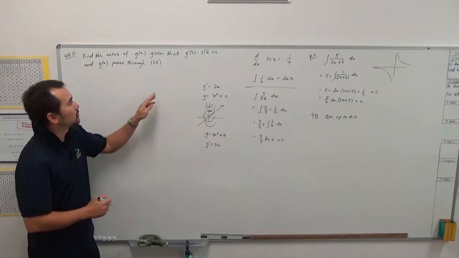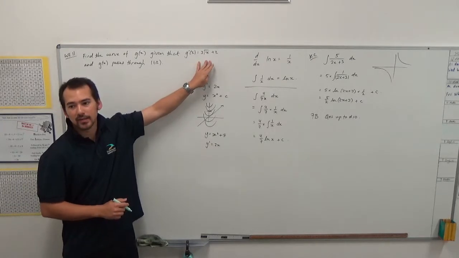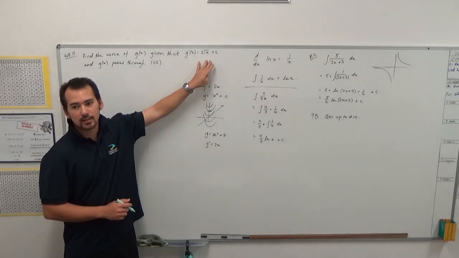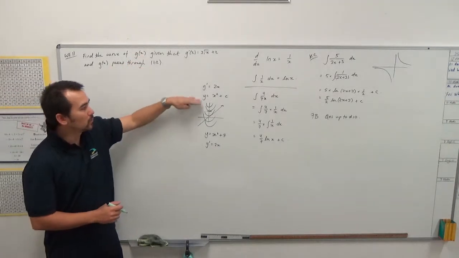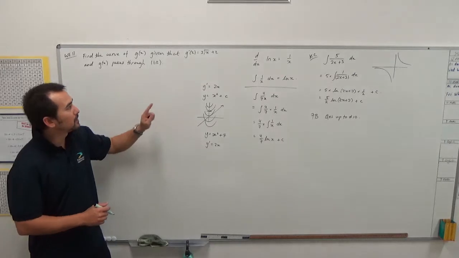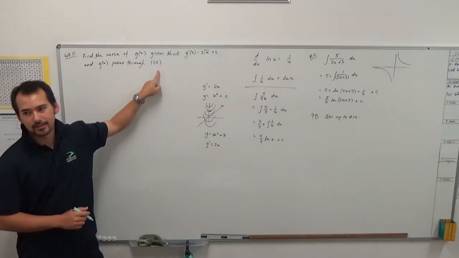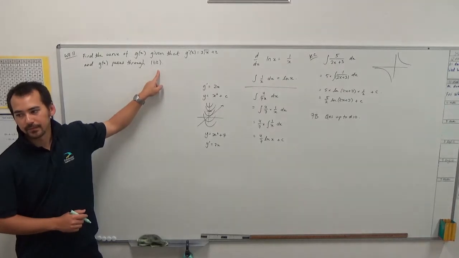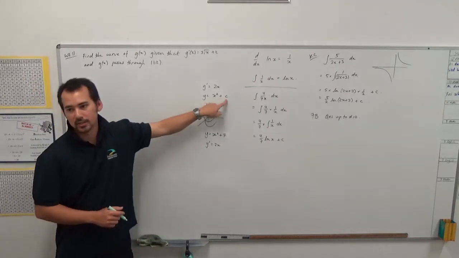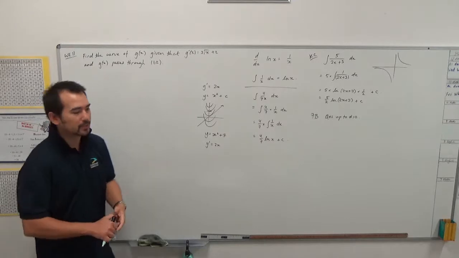So what we're about to do is anti-derive g dash x. It's going to tell us something about the original function. We don't know where the vertical shift is, but because they give us a coordinate, we can work out what that vertical shift is. We can work out what that constant value is. So that's what we're about to do.